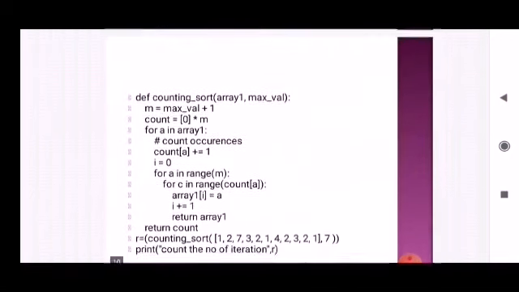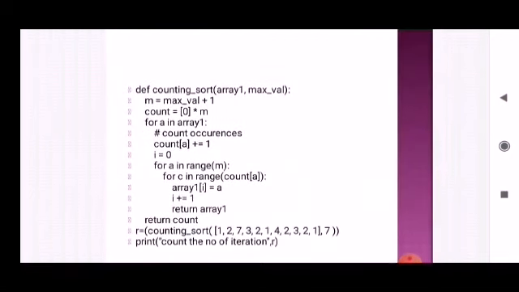Now next is how to count the number of iterations in a sort. Here we have to do it with the help of our program. Counting sort takes array and max value. M is equal to max plus 1, count is 0 times M. For a in array, count of a is equal to count of a plus 1.